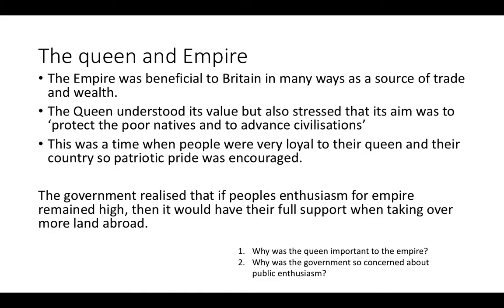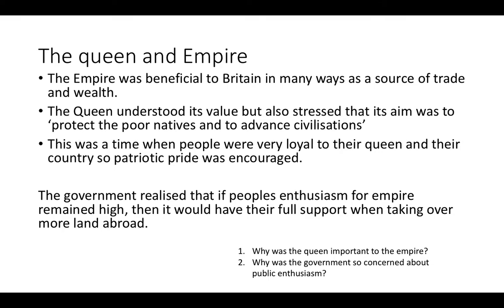So the Queen and Empire then. I'm just going to quickly read through this and we're going to try and answer these two questions. The Empire was beneficial to Britain in many ways as a source of trade and wealth. So the Empire is there to provide money to the British people, to the British government. The Queen understood its value but also stressed that its aim was to protect the poor natives and to advance civilizations. So the Queen understands what the government is trying to do, and she supports the government.